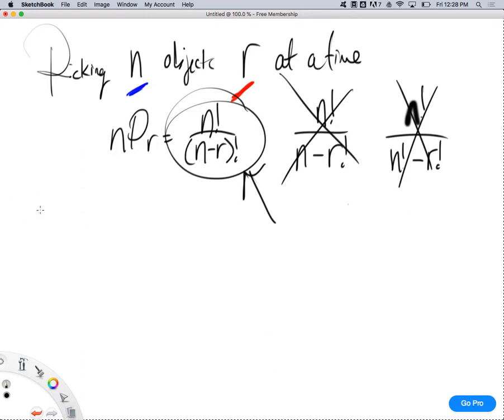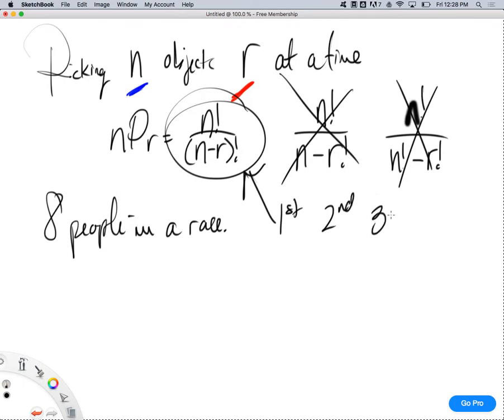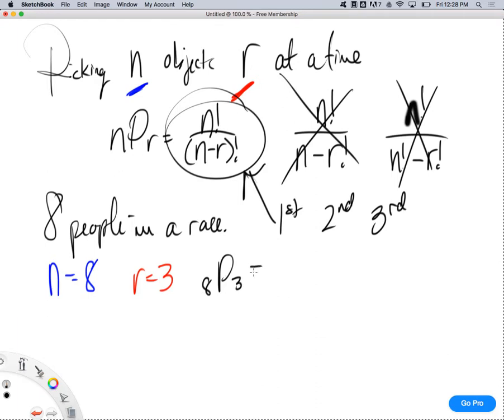Okay? So an example would be 8 people in a race. How many ways can they finish first, second, and third? The primary determination here is what's n and what's r. So what's n? 8. Good, thank you. And then r is 3. Good job. So I get 8P3. Plug it into my calculator. I get 336. Done. Okay?